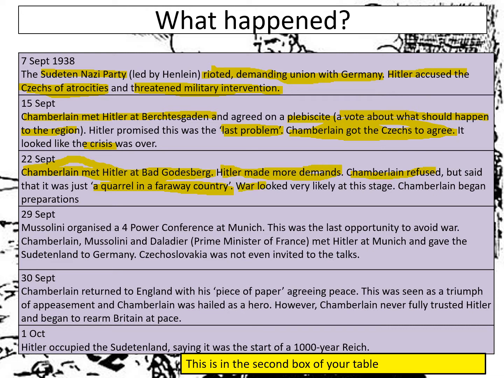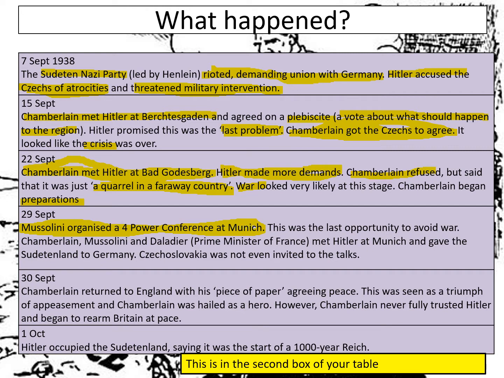When Chamberlain returned to Britain, he began preparations for war, such as enlisting men into the armed forces and building coffins for all the people they were expecting to be killed. They also started to do things like arrange for the evacuation of children from cities. However, at the last minute, war was avoided. The very next week, Mussolini, remember the Italians are allies with Germany, organised a four-power conference at Munich.